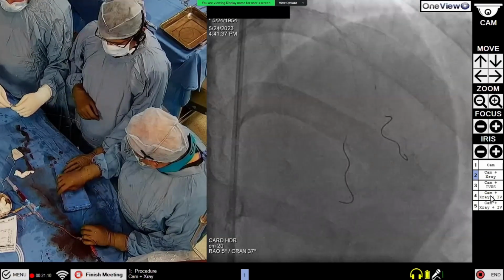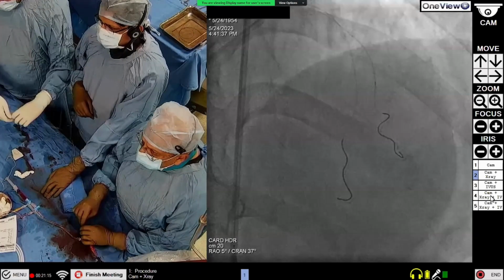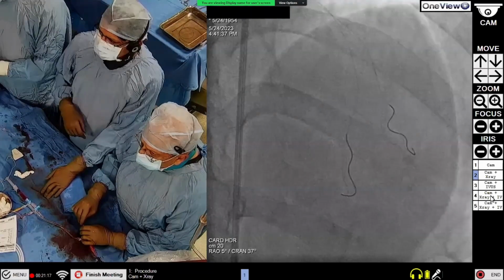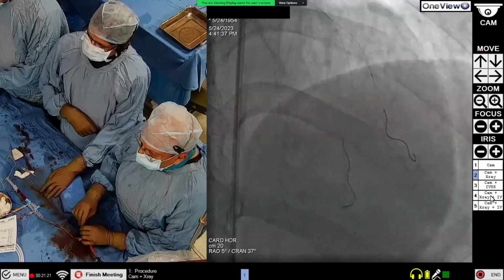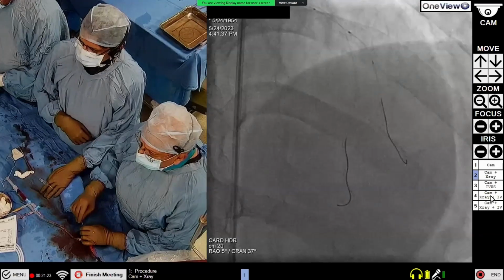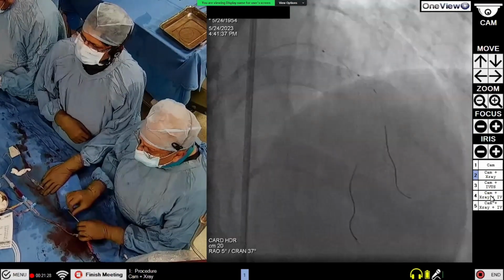Which part is this? This is the diagonal. Okay. So that's why the FFR wire is kept in LAD, to see once we have dilated and done everything. If flow is good and FFR value is okay, it means chances of thrombus formation are very less, and we can safely leave them without putting a stent.